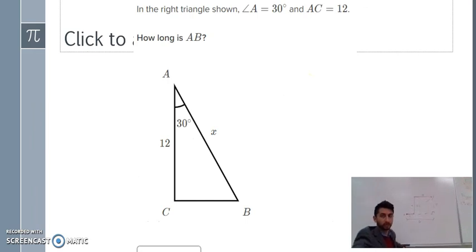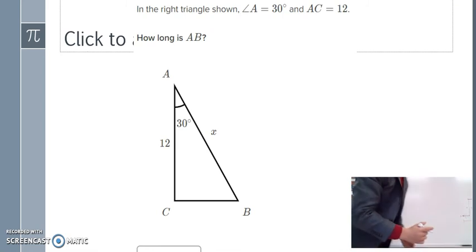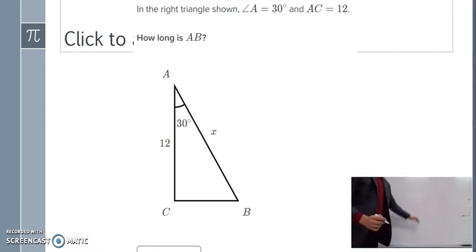Special right triangles. The special right triangle you see on your screen is a 30-60-90. Remember, the 30-60-90 is like that, with the side opposite the 30 being the short side, represented as x, the side opposite the 60 being the long side, represented as x times the square root of 3, and the hypotenuse is going to be 2x.